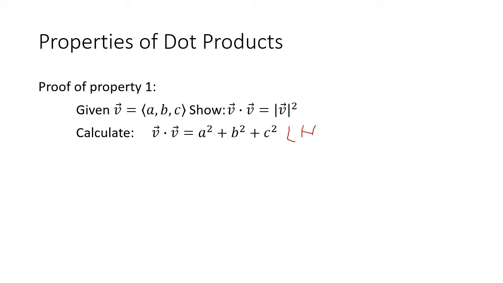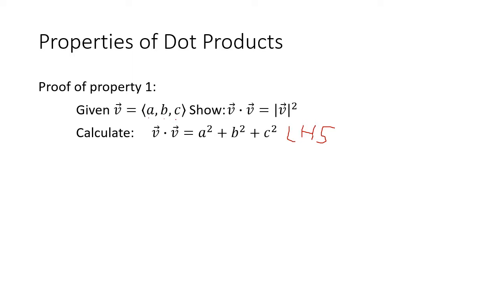And a lot of times we use our shorthand notation, LHS, for the left-hand side. And so when I dot something with itself, I multiply the corresponding components: a times a plus b times b plus c times c. So my result is a squared plus b squared plus c squared. I don't think there's anything else I can really do on that left-hand side.